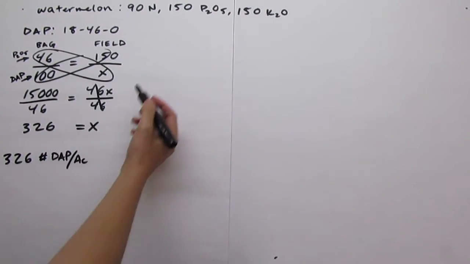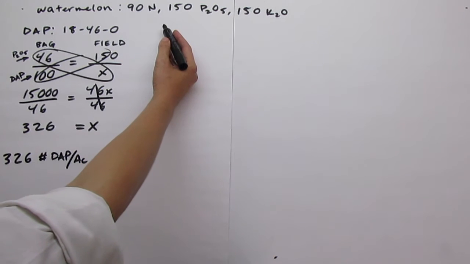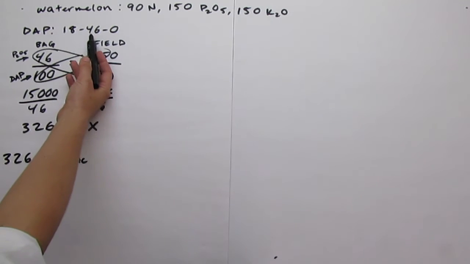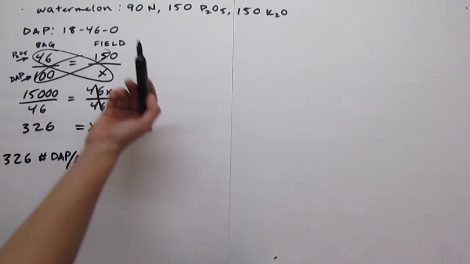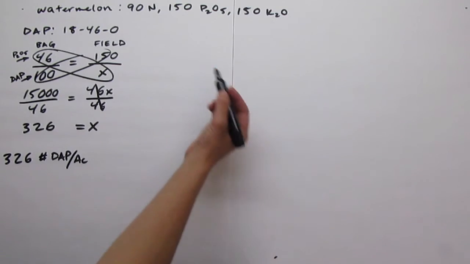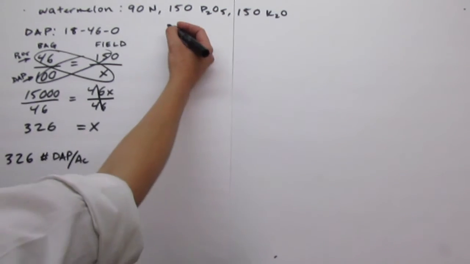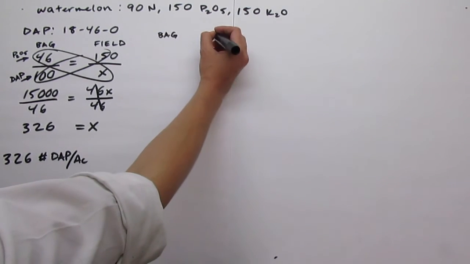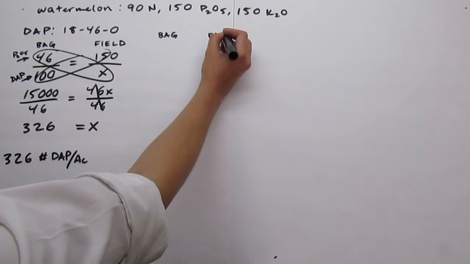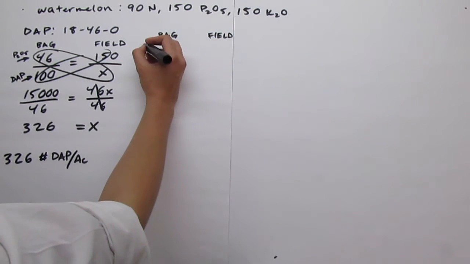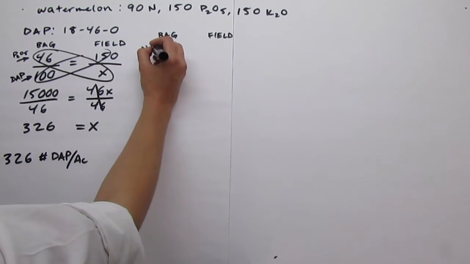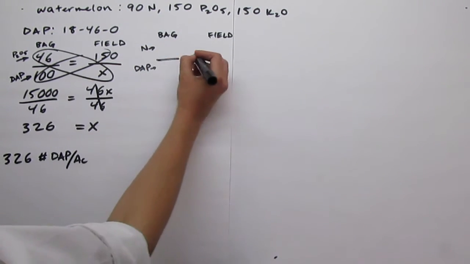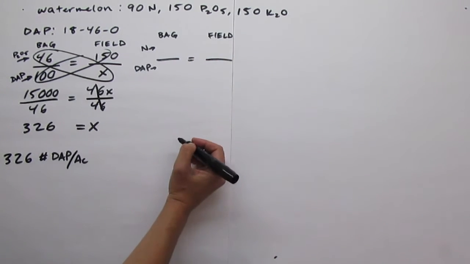Now, we need to figure out how much nitrogen we just put out, because DAP doesn't just have P2O5 in it, it also has nitrogen as well. So we're going to say, for our nitrogen, what I have in the bag, what I have on the field, and then nitrogen is my nutrient up here, and we're still talking about DAP, of course. So there are my proportions.